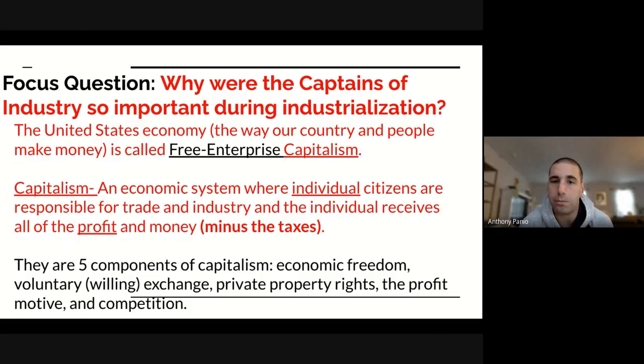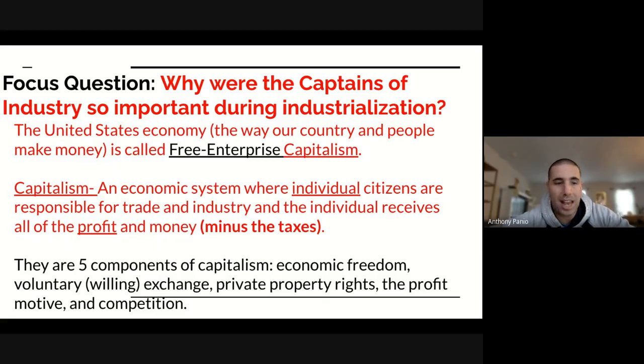But I've got to just tell you my bias with this. I think capitalism is an excellent economic system when it really comes down to it, because people who are trying to make money for themselves ultimately start helping out the rest of the country. And I'll explain what I mean. All right. So there are 5 components of capitalism.